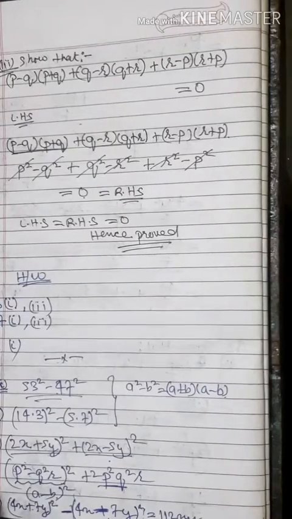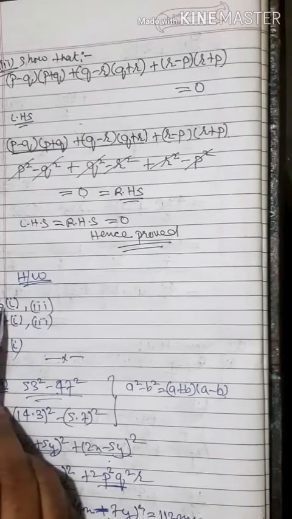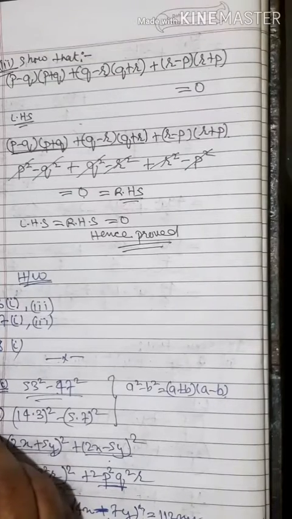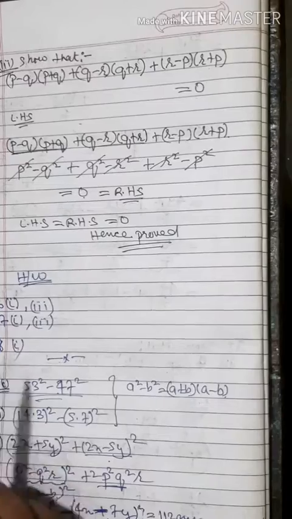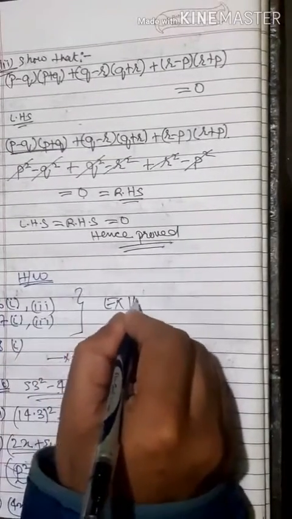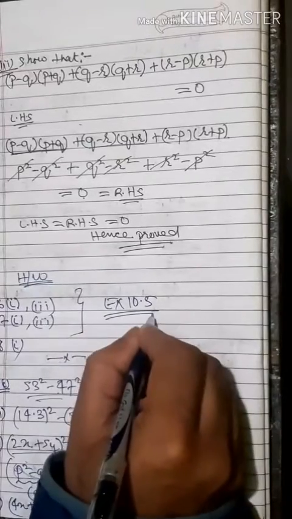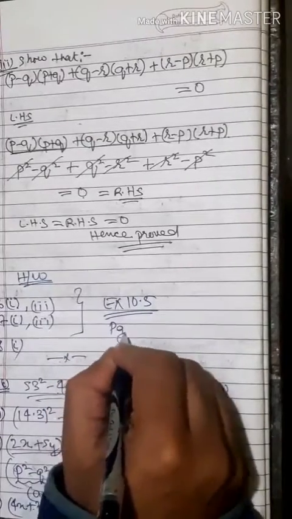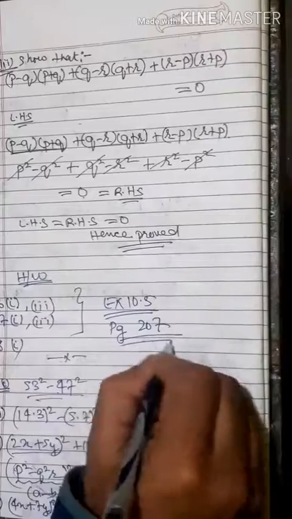So your assignment for today will be question number 6 Roman 1 and 3, question number 7 Roman 1 and 3, and question number 8 Roman 1. All these questions are from exercise 10.5, which is on page number 207.